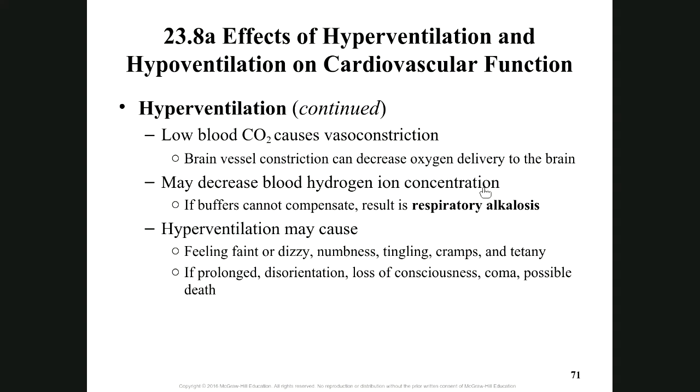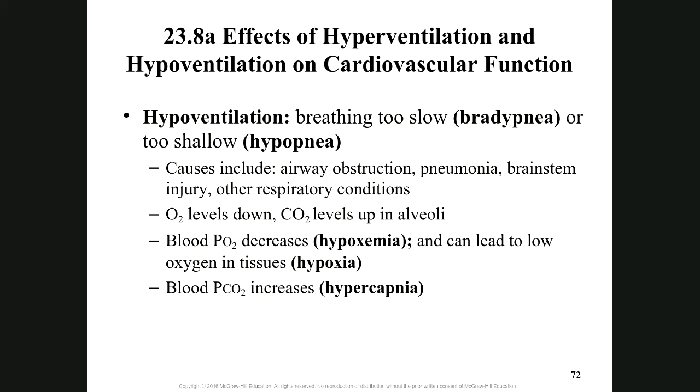At this time, the amount of hydrogen in our blood decreases. And when the amount of hydrogen in the blood comes down, we call it respiratory alkalosis, because the blood becomes basic in its pH. And if the hyperventilation is prolonged, it can cause disorientation, loss of consciousness, coma, and possible death.